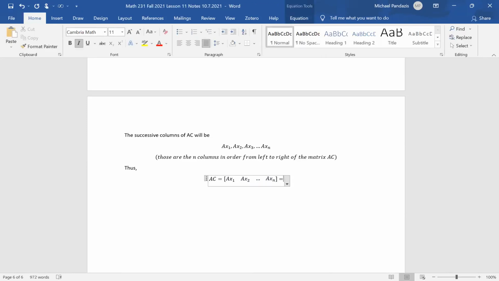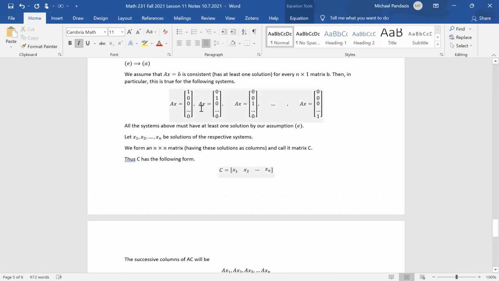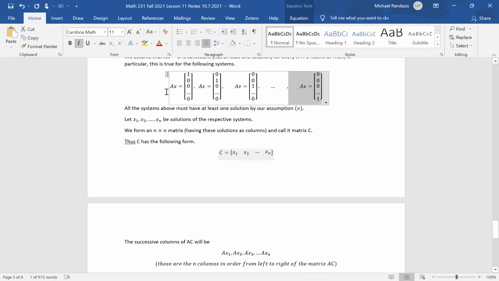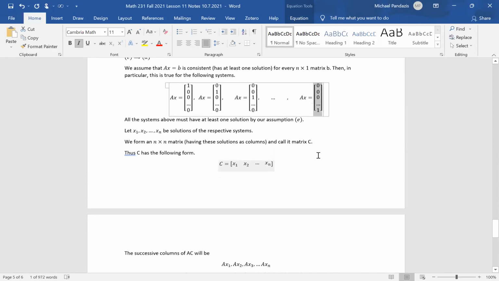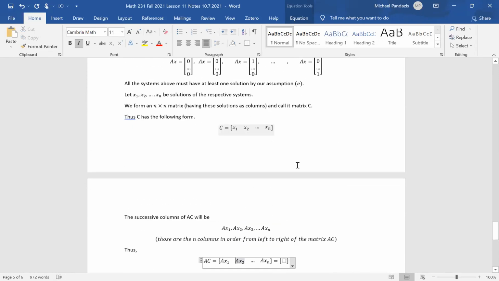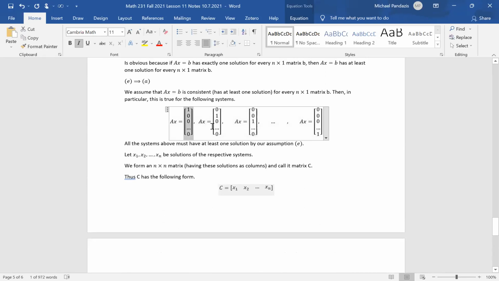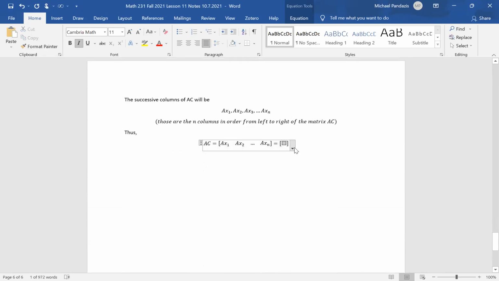But we know what AX1, AX2, AX3, and so forth are. X1 is the solution of AX equals this. AX2 is the solution of this matrix equation. AX3 is the solution of this. AXN is the solution of that. So that means that AX1 is this vector, AX2 is that vector, AX3 is this one, AXN is that one. So we can replace these columns by these B's that we chose appropriately, which are columns of the identity matrix.